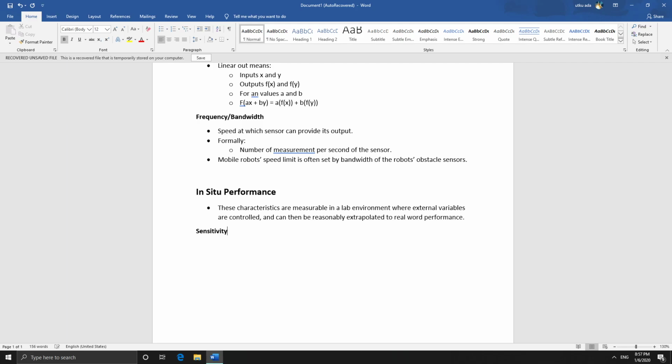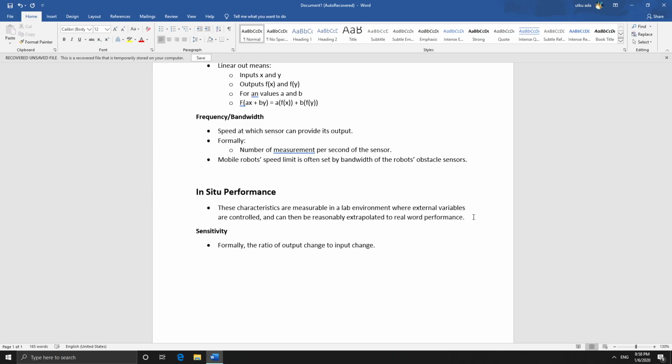So, for instance, sensitivity, which is a measure of the degree to which a small change in input is going to result in a change to the output. So is a small change going to result in almost no change in the output? Is it going to result in a massive change? So formally, the ratio of output change to input change.